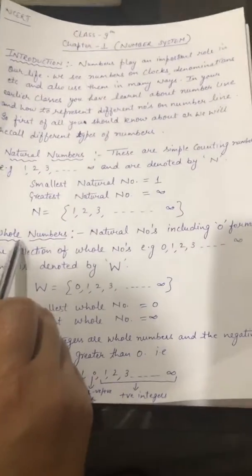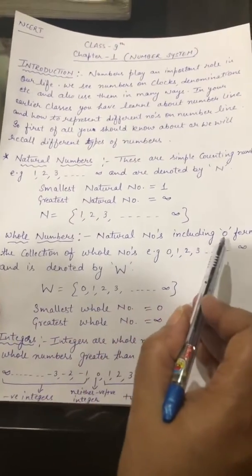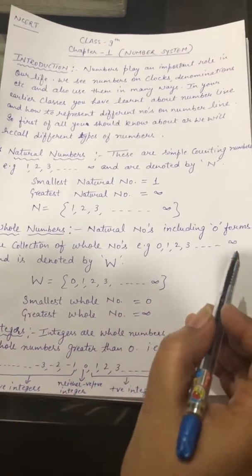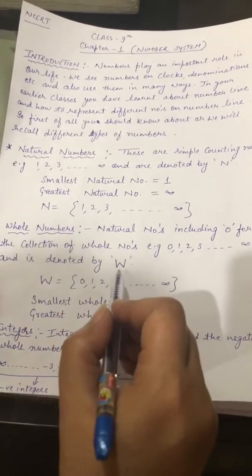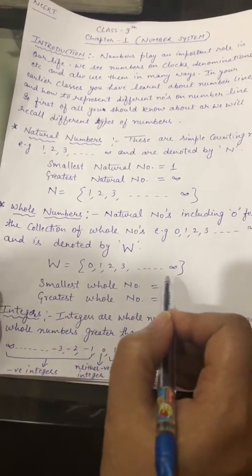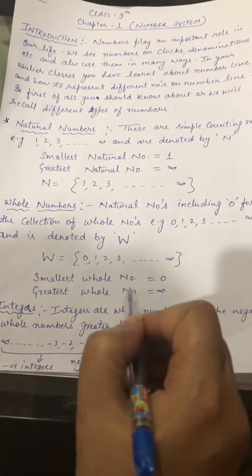Next comes whole numbers. Natural numbers including 0 form the collection of whole numbers, for example 0, 1, 2, 3 up to infinity, and they are denoted by capital W. So W is the set of whole numbers 0, 1, 2, 3 up to infinity. The smallest whole number is 0 and the greatest is infinity.